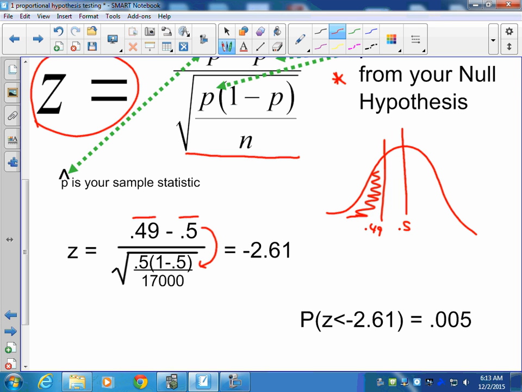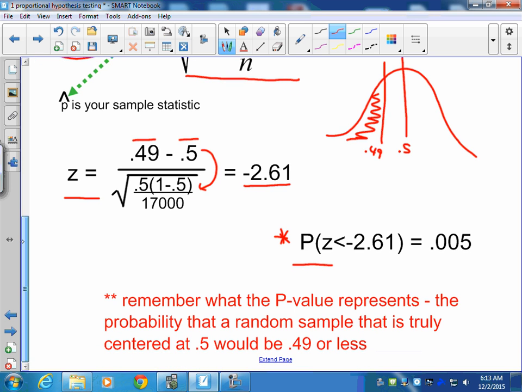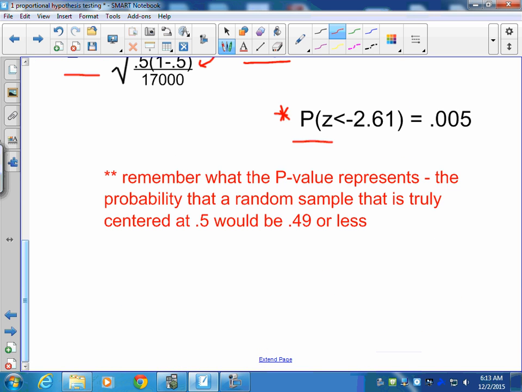So we do our calculation. We get our z value of negative 2.61. And then we use that z value to write our probability statement. So when you're looking for what you need for full credit scoring, you need to show your z value calculation, and you need to show your probability statement for that situation.